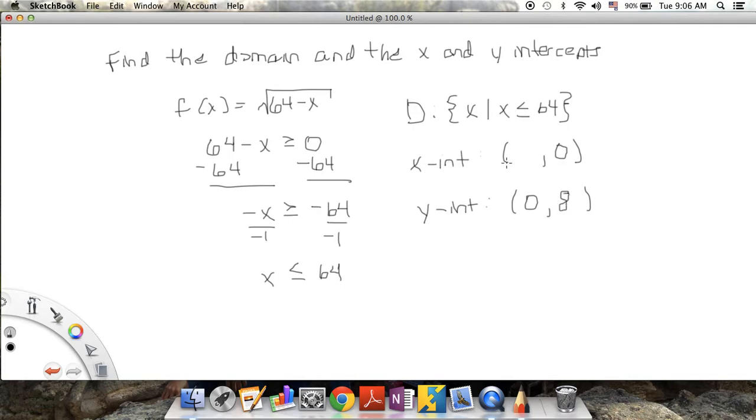Then, for our x-intercept, we want to know when this function value here is equal to 0. Well, we've already pretty much solved that. If we have this equation here, we said that x has to be, if we want it equal to 0, then that just means x has to be equal to 64. So we have our domain, our x-intercept, and our y-intercept. We have to limit the domain in these to make sure we stay in the real plane.